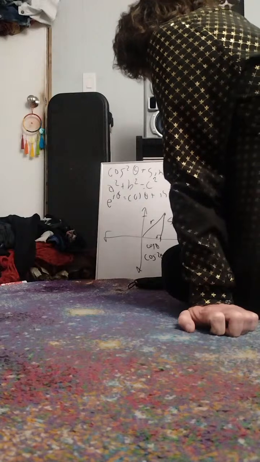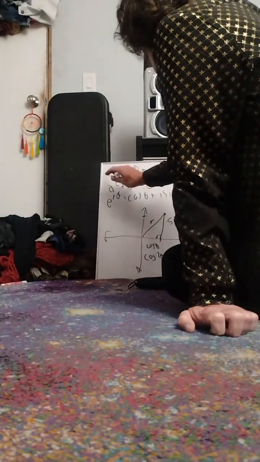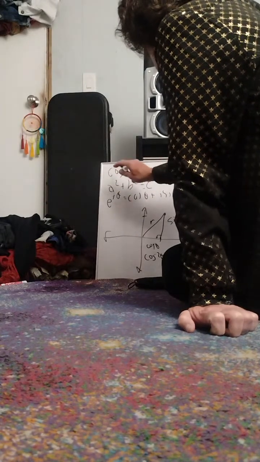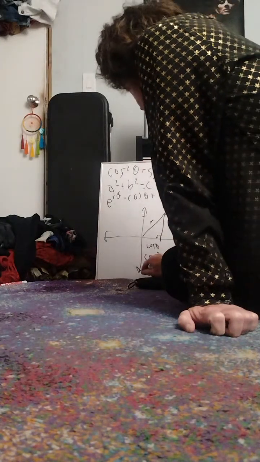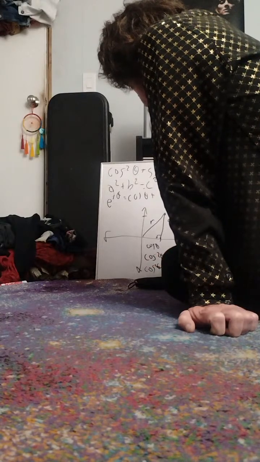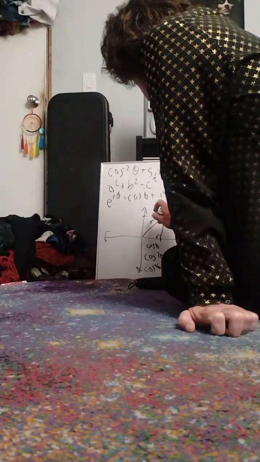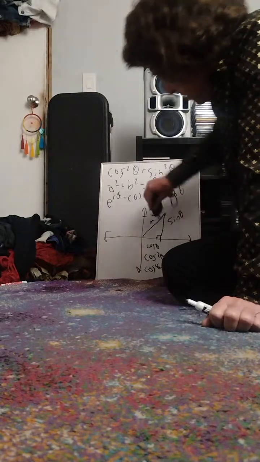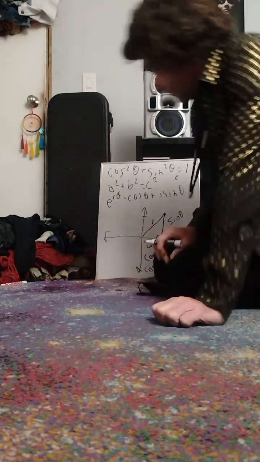But let's see what r is. According to this trigonometric formula, cosine squared theta plus sine squared theta equals 1. So we have cosine squared theta plus sine squared theta equals 1. That means that r is equal to 1. So we don't even have to call it r anymore. We can call this 1. So that's what we have.